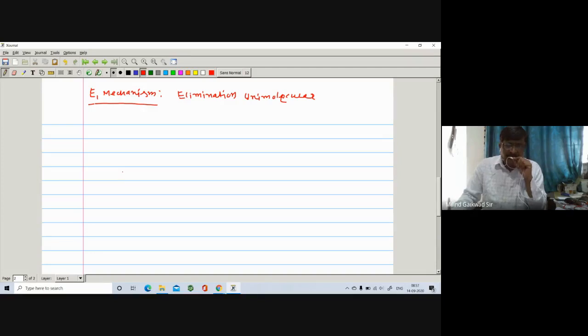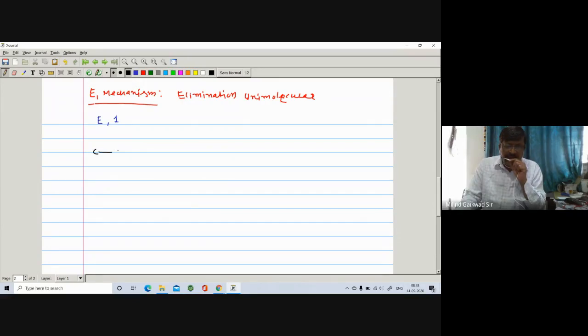E stands for elimination and 1 stands for unimolecular. So in this one, we have seen what is meant by E and what is meant by 1. Again, same thing. There are the two processes, bond breaking and bond forming. So again, we can explain its mechanism. Let us see what the mechanism of this reaction is.